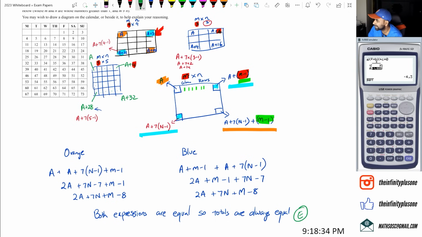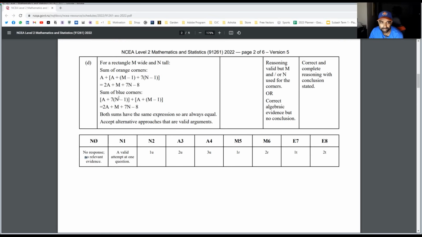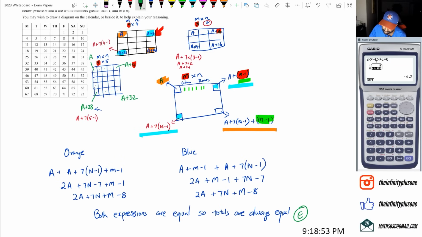Reasoning valid, but n used for the corners, correct algebraic evidence, but no conclusion. So I'll show you guys the answers. The answers kind of put it up there, but then in here, correct algebraic evidence, but no conclusion. I'm thinking somewhere along here or here, you could end up getting a merit, but I'm really not sure. What do they mean by correct algebraic evidence? Do they want right to the end, or do they just want one of them? Not sure at all. But anyway, that's question 1 for us.